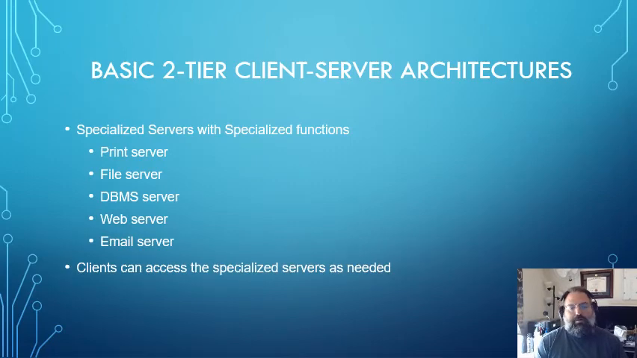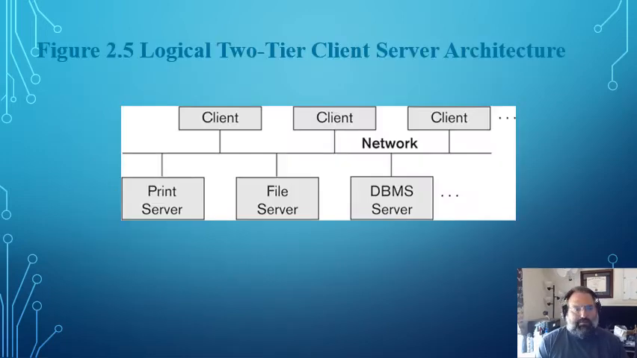A basic two-tier client-server architecture, specialized servers with specialized functions. You typically separate things across multiple computers, and not everything is done on a single box. So you have a print server, file server, database management server, web server, email server, and so on. This is called separation of concerns, generally a very good idea. Clients can access the specialized servers as needed, and a server does a particular set of things. Here's an example of what that looks like visually, where you have multiple clients that are talking to the various types of servers, typically over a network.